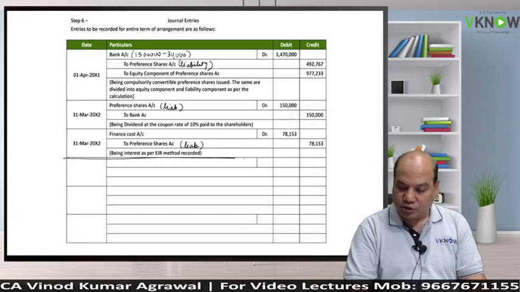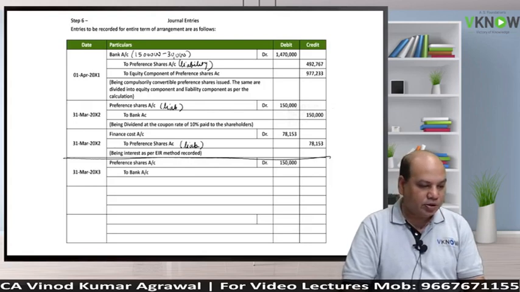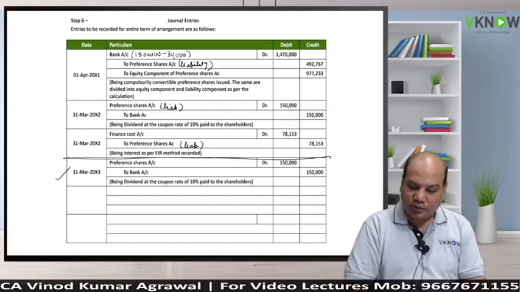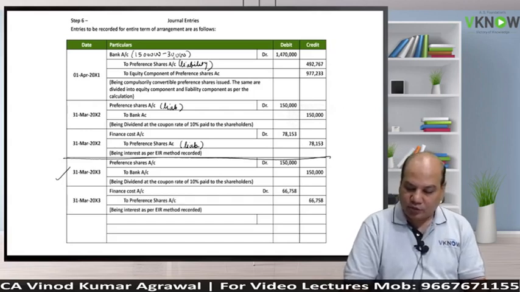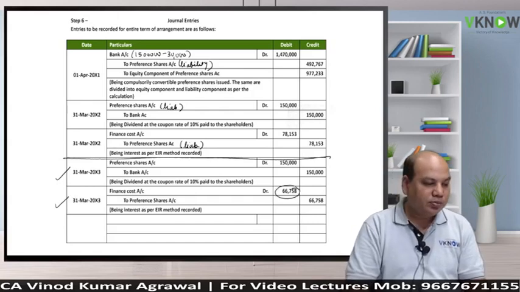Then the first year is over. There is no redemption here. Now you repeat this 5 times. Oh my God, such a torture. So every year 2 entries you have to pass: payment of dividend and finance cost. This finance cost figure you are getting from the amortization schedule. Can you see that? Second year 66758.